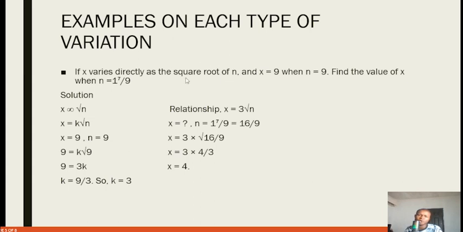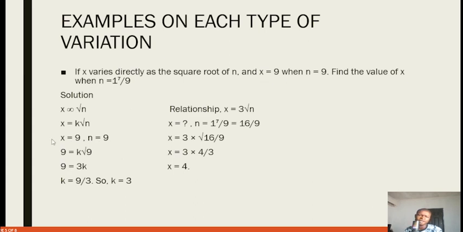So we have the square root. This x, which is the quantity here, varies as the square root of this n here. So that's why we have it like this. So we are going to introduce k, and you should know that when we introduce k, our variation sign changes to an equal sign. That is why we have k there as a constant. So we substitute the first value that we are given, which is x equals 9 when n equals 9, from the question. Which means that we are going to substitute it inside this place.